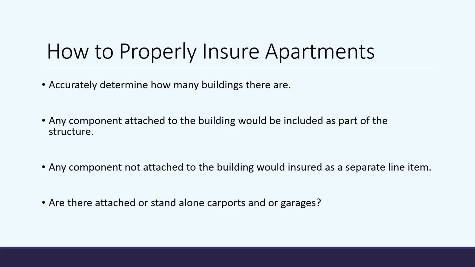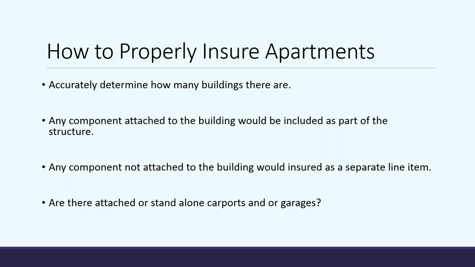So once we determine how many buildings there are, then we need to determine what other components are attached to the building that would need to be included in your building limit. So say there's a fence on the property. If it's touching the building, it is part of the building and part of the structure. So we would include that fence as part of the building coverage. Or they have an attached garage, things like that.